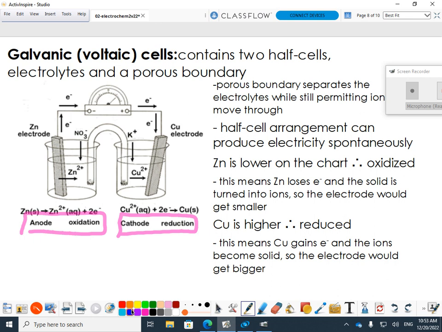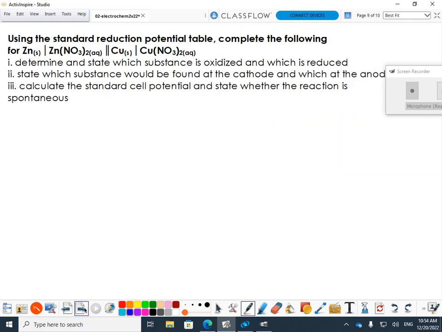Then the copper is higher on the chart, so it's going to be reduced. So the copper is going to gain electrons and get fatter and fatter, again, until it can't hold anymore and the battery dies, okay? So inside a battery are substances that really shouldn't go in the garbage straight up into an ecosystem.